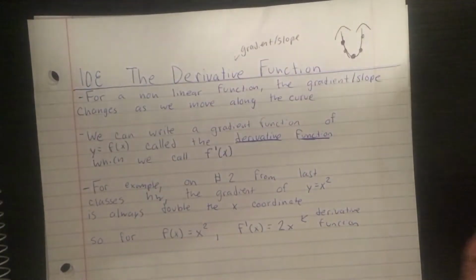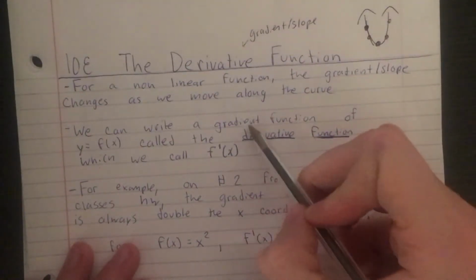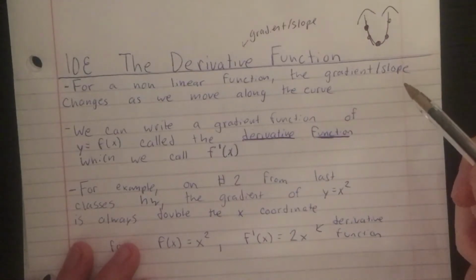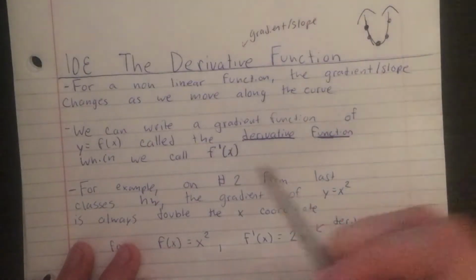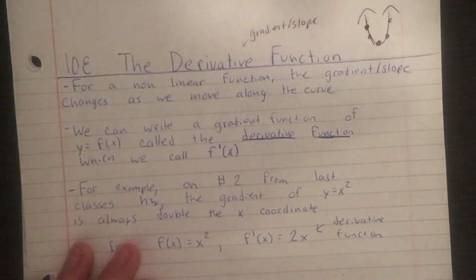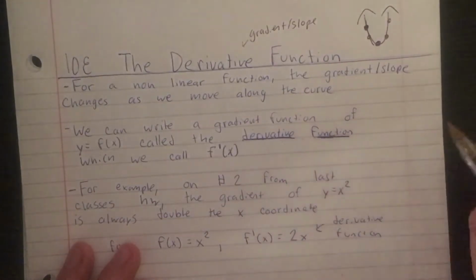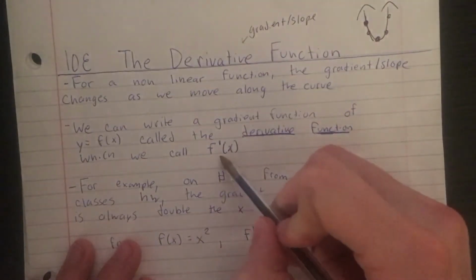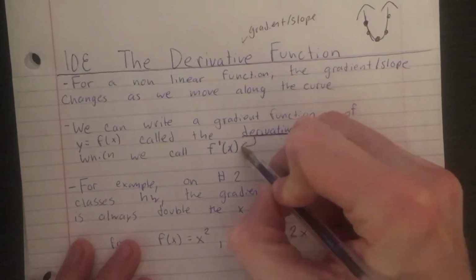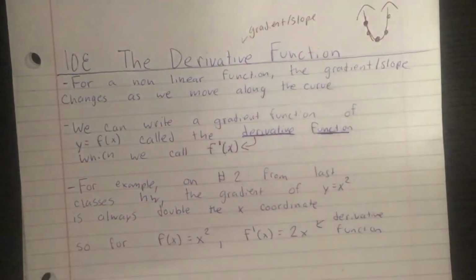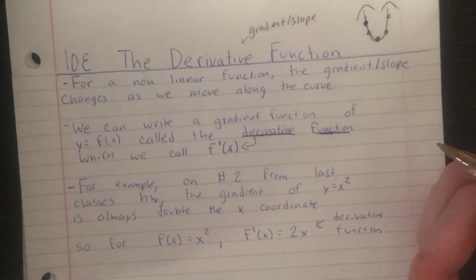It varies. And so what we can actually do is write a gradient, a slope function, for any function y equals f of x, and we call that function that tells us the slope at any point the derivative function. We represent the derivative function in a couple different ways. One of the ways you're going to see it is f prime of x. Anytime you see this notation, f prime of x, we are referring to the slope of a function, not necessarily the original function itself.